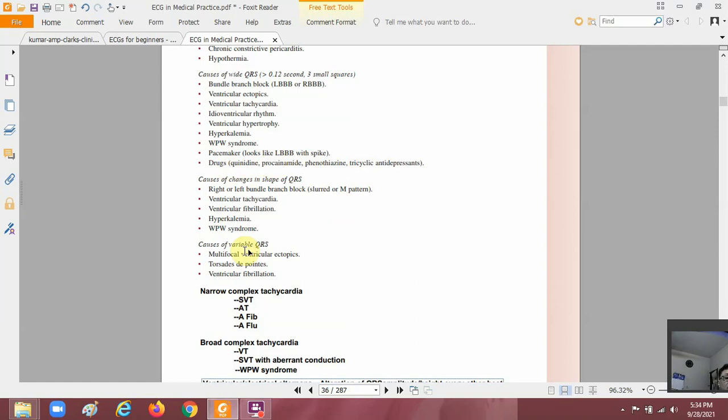Now we go to the causes of variable QRS complex. There are three causes: ventricular fibrillation, torsade de pointes, and multifocal ventricular ectopic. Now see the change of the QRS complex. In bundle branch block there is an M pattern or W pattern. The causes of change in the QRS complex are bundle branch block, ventricular tachycardia, ventricular fibrillation, WPW syndrome, hyperkalemia.